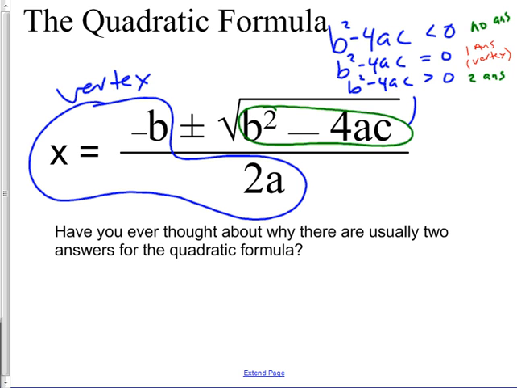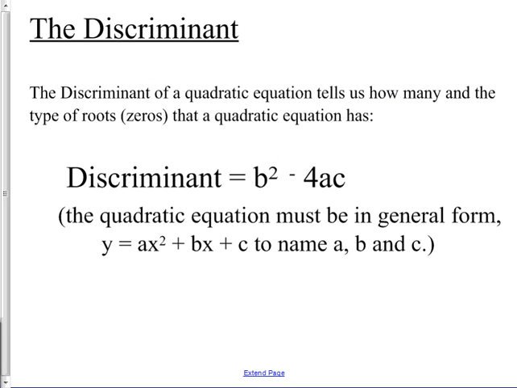Or if it comes out to be a positive number, like it usually is, and usually we make it a nice number like 144 or something you can take the square root of, then you know you're going to get 2 answers. All right, let's move on a little bit. So here it is in words. It tells us how many and the type of roots that a quadratic equation has.